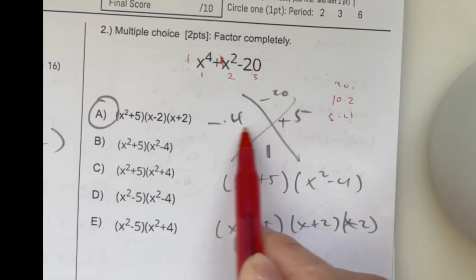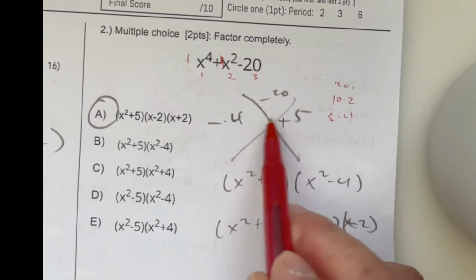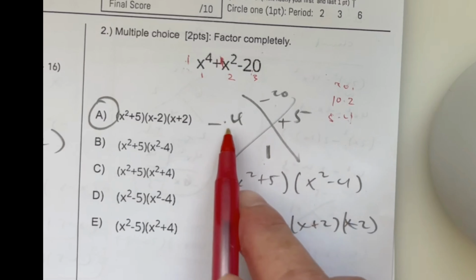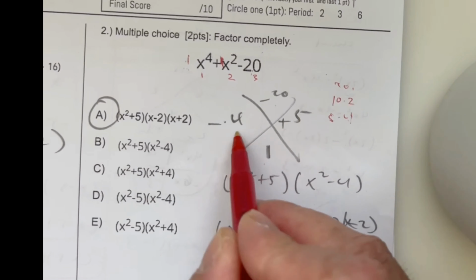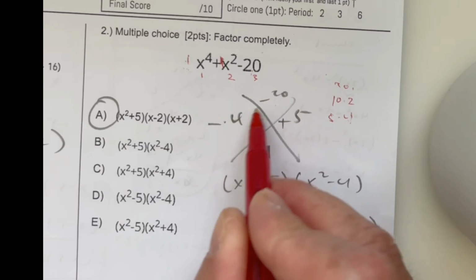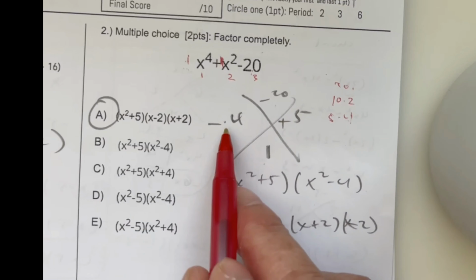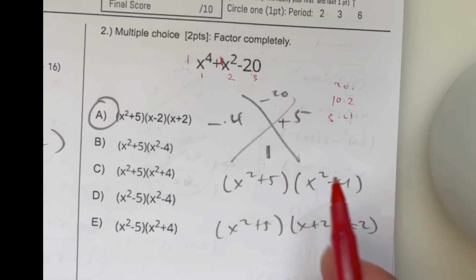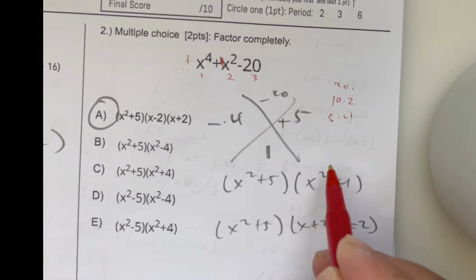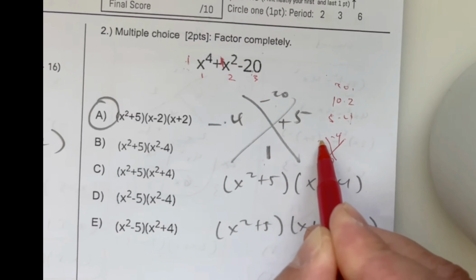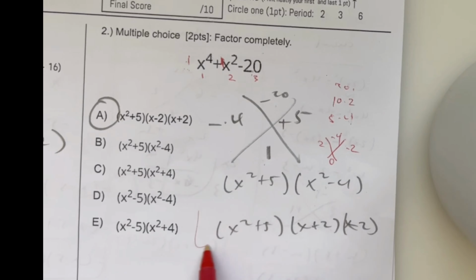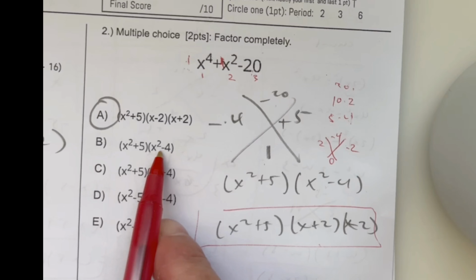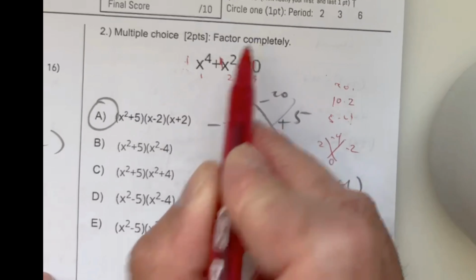So 5 times 4 will give me 20, but added together equals 1. One of these has to be negative, so positive 5, negative 4. This will equal 1, but if I multiply that, it equals negative 20. So this is my answer: negative 4, positive 5. And then this one you can add a 0x, and then do it again, and it'll be 2 and negative 2. So this would be your answer. This one is partially correct, but you can keep factoring, because it says factor completely.